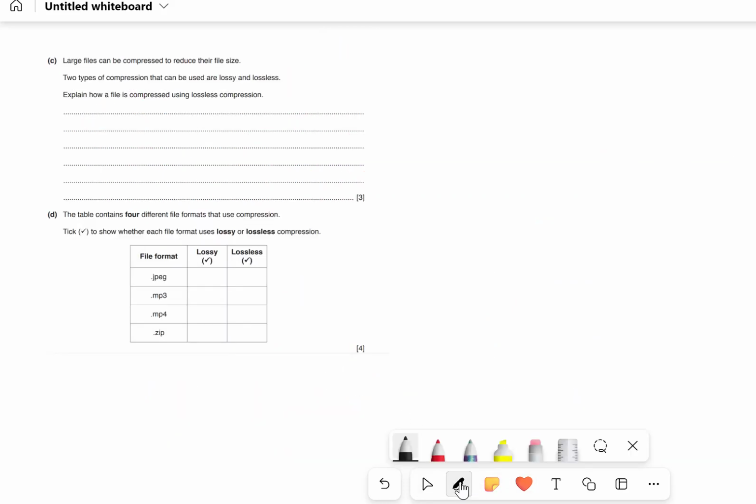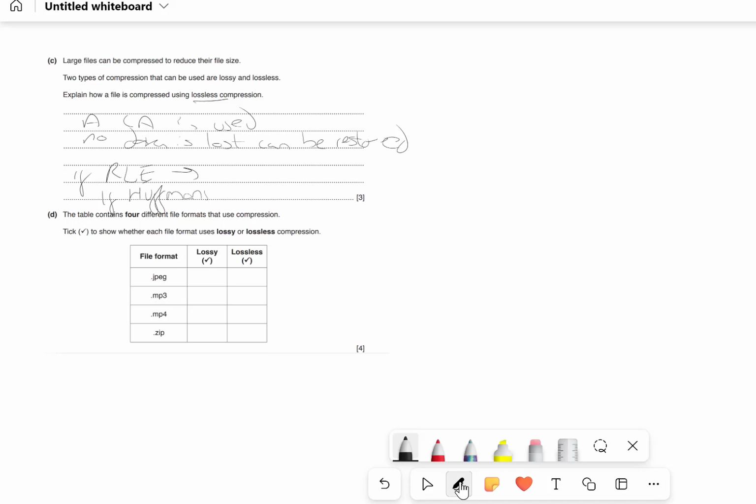Pause the video, give this question a go. Okay, so it doesn't really tell us what type of lossless is going to be used. So, as always, a CA is used. No data is lost. Can be restored. I might just then do if Run-Length Encoding, I'll give a little brief description. If Huffman's, I'll give a little description.